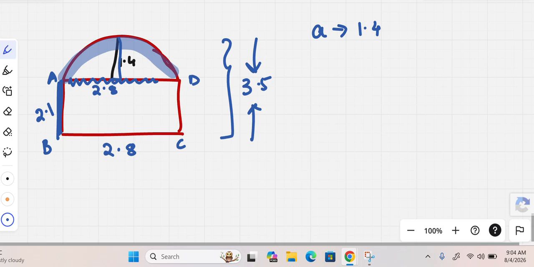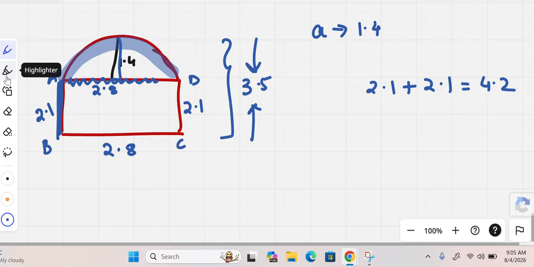Now, this is 2.1 and this is also 2.1, which will add up to 4.2. So that portion I am done. Let me use another color. So this and this I'm done. Now I have to find the semicircular area.